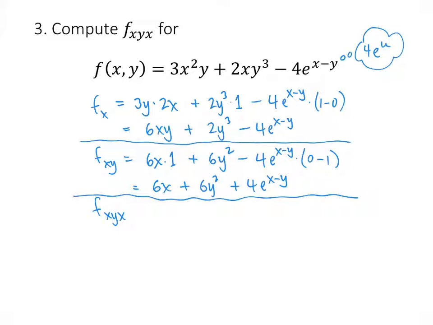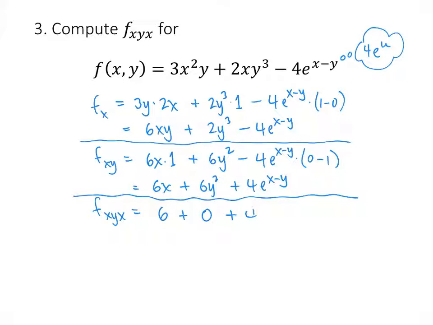Now the last step is to take one more partial derivative. Now we're taking the partial derivative with respect to x. The derivative of 6x is 6, just like it normally is. The derivative of 6y squared, well, we're taking the derivative with respect to x, so any variable other than x gets treated like a constant. Y is a constant, so y squared is a constant, and 6y squared is just one big constant, and the derivative of a constant is 0.